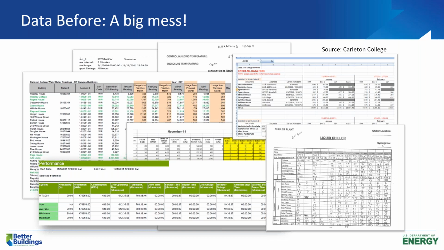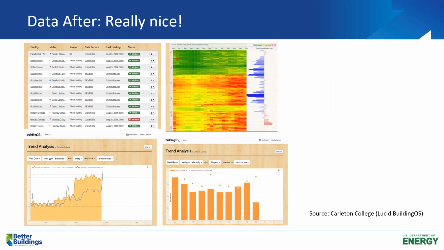So this is where Carleton got to when they implemented their energy information system. They were able to have all their meters cataloged in nice order, know which meters went to which areas, and be able to benchmark their buildings across their campus, look at 15-minute interval data for any building, and really flag anomalies. So they went from a big mess to something that they could actually use, and their energy manager used it as a basis for weekly meetings.